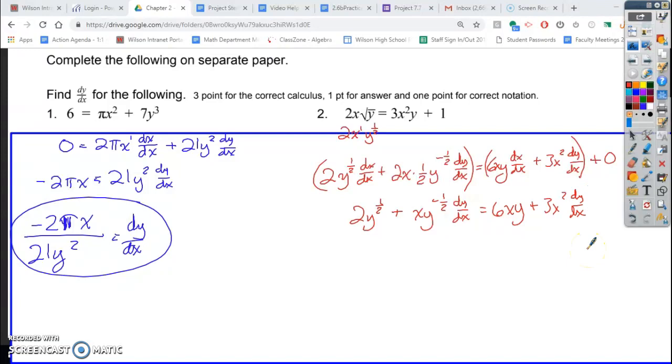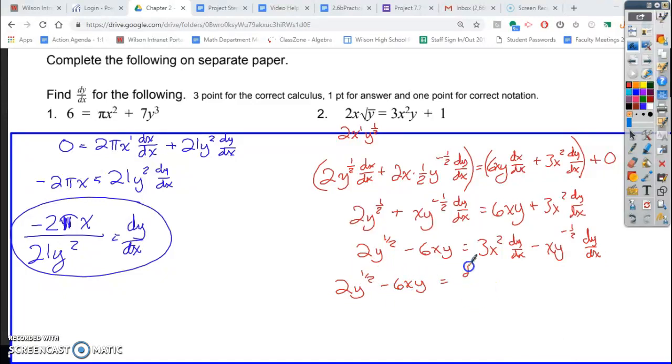So it looks like I'm going to move this over here, and I'm going to move this over here. So this is 2y to the half minus 6xy equals 3x squared dy/dx minus xy to the negative half dy/dx. All right, GCF. On the right, it's just going to be dy/dx because that's what we're trying to isolate. This is 3x squared minus xy to the negative half.